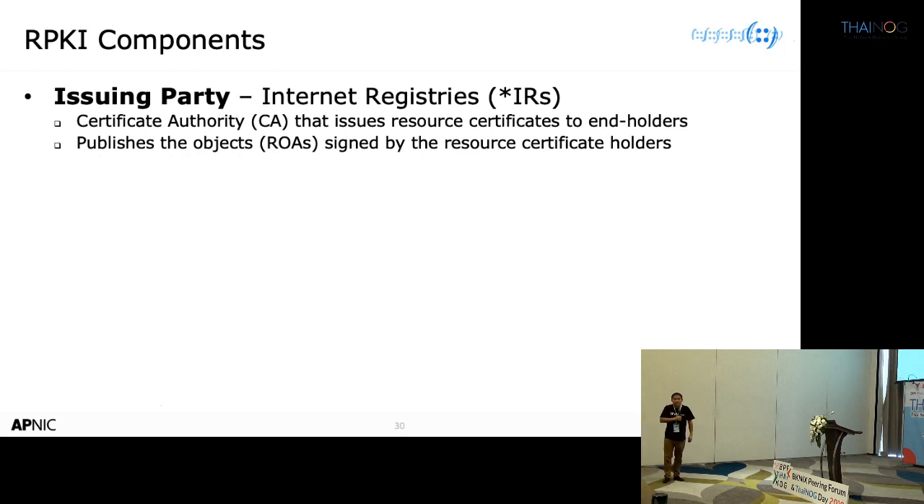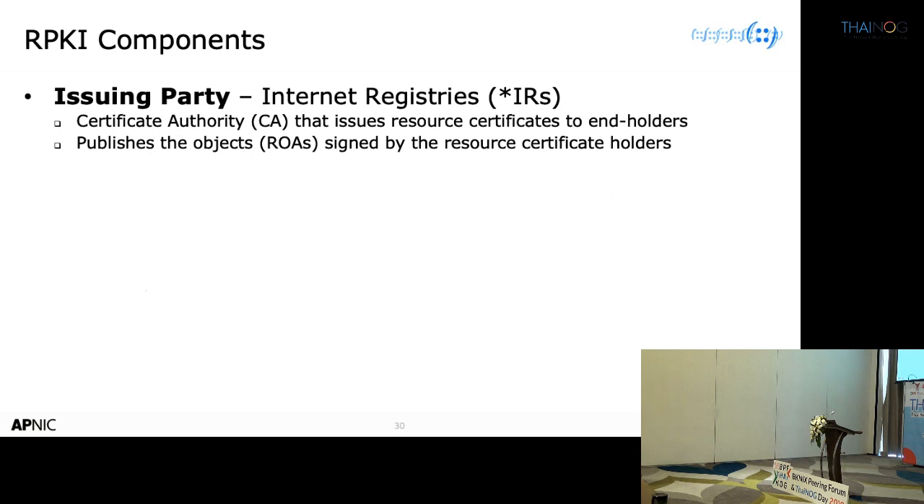So what are the components of RPKI? First one is the issuing party. Those are the certificate authorities. Like any PKI, like any public key infrastructure, you need the trust anchors. You need the certificate authorities who issue the certificates. Those are generally the regional internet registries, or in some cases, big ISPs. They are also certificate authorities.